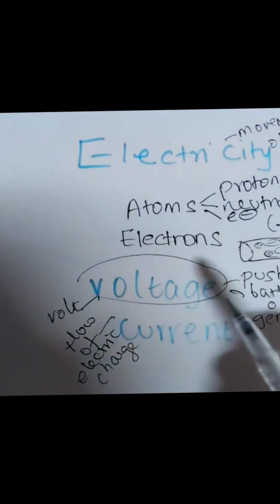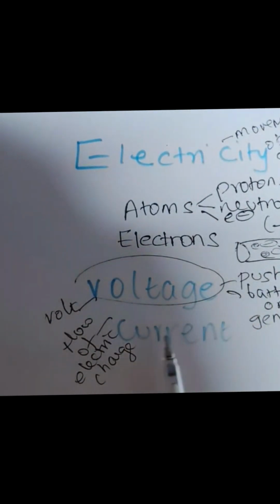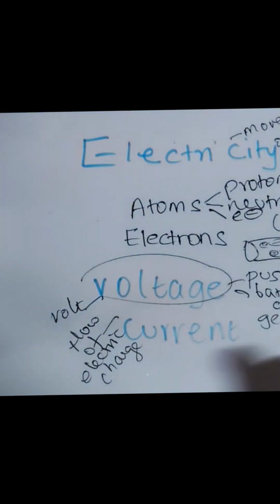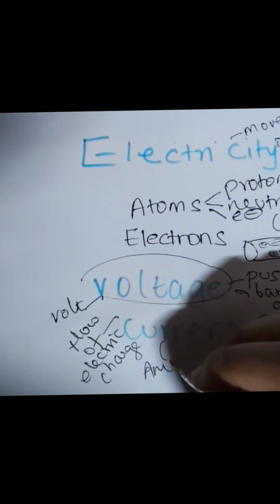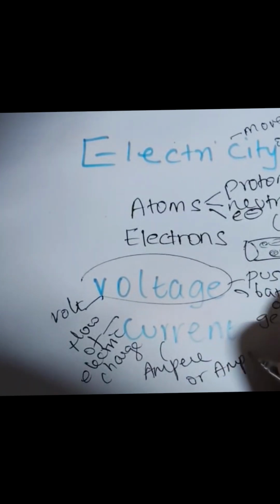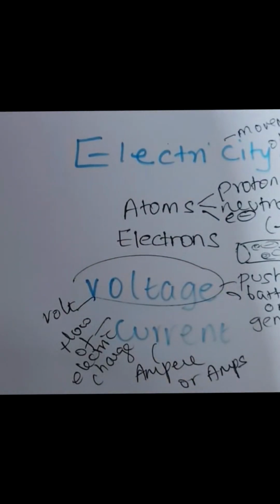So voltage is the electrical pressure. Current is the flow of electric charge. So the more electrons passing through the wire every second, the larger is the current. Current is measured in amperes or amps. Okay, so let's compare everything.